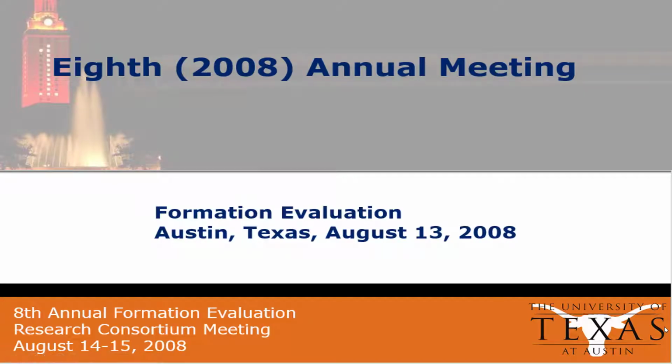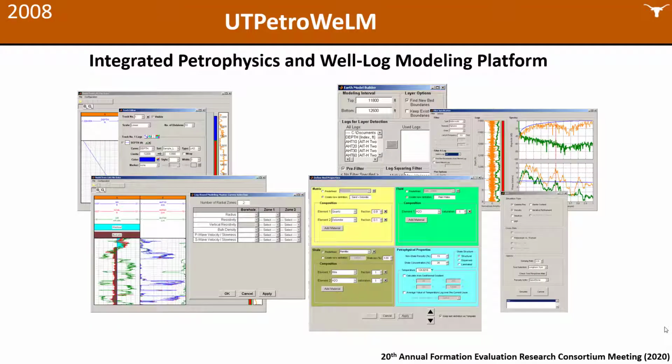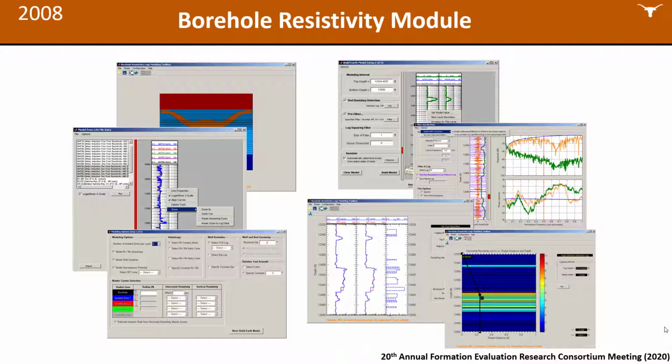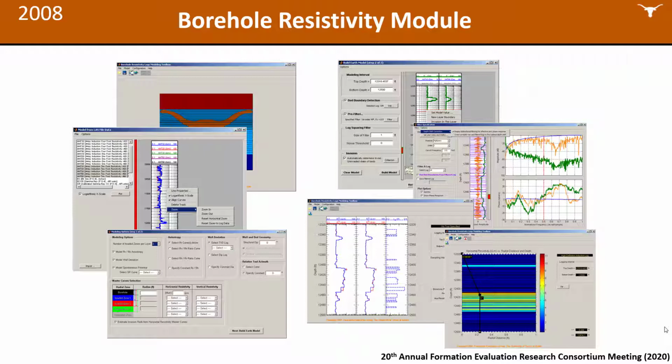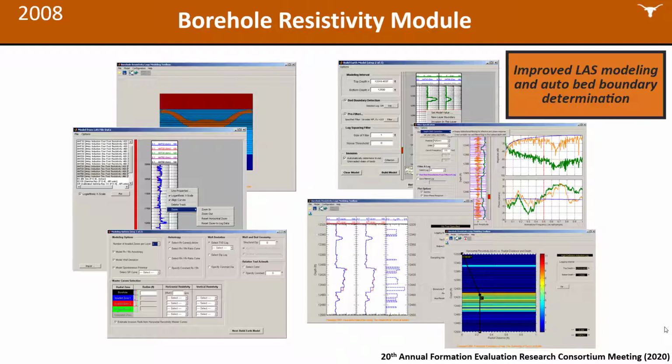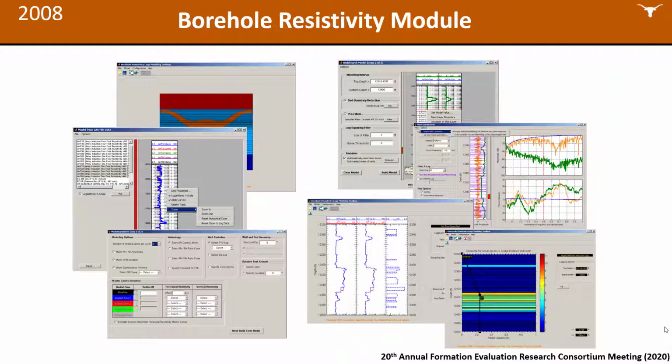In 2008, the toolboxes were integrated into what was called the Petrophysics and Well Log Modeling Platform, with the acronym UTAPWeLS. Among the borehole resistivity module updates was a module for deviated wells with anisotropy. Also, improvement in modeling for LAS files, along with automatic determination of bed boundaries.